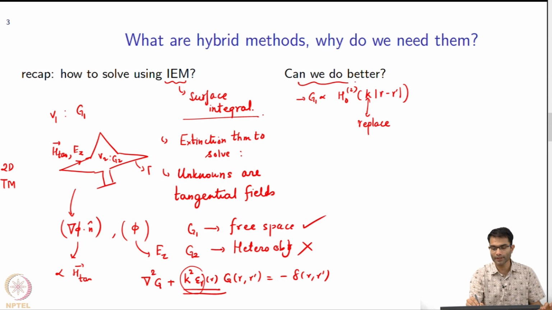So when I say can we do better, what would be your suggestion? I want to make use of the advantages of FEM and the advantages of the surface integral formulation. So if you are thinking like an engineer who knows CEM, what would you do if you wanted to remove the disadvantage of both of them?